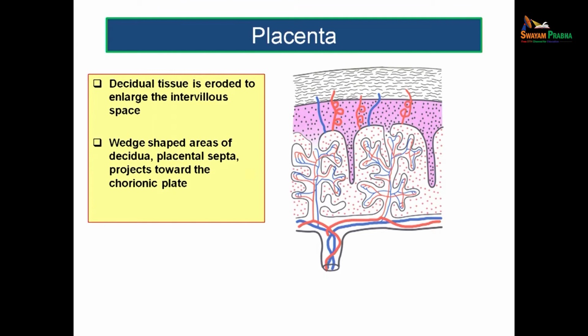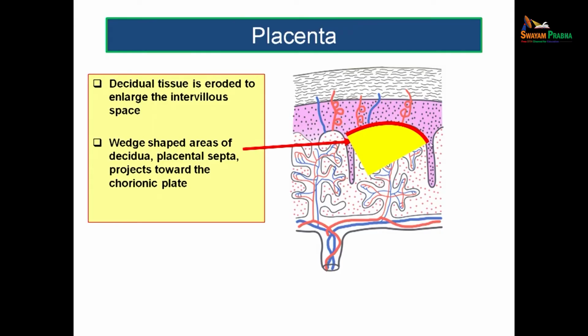The region which persists is known as the placental septa, and they will be projecting towards the chorionic plate of the fetus. So, the intervillous space will be moving in this direction, eroding the endometrium of the mother, and some of the decidua will remain there. They are known as the placental septa, and they will be lying closer to the chorionic plate. So, this is the placental septa. The region between two placental septa, you call it the cotyledon.